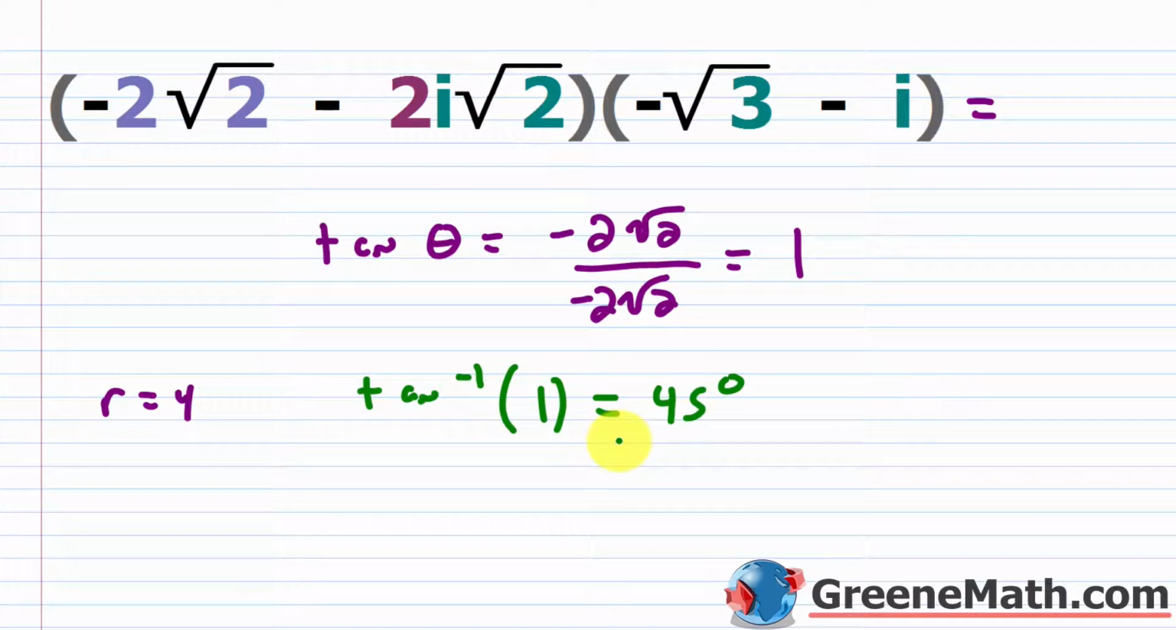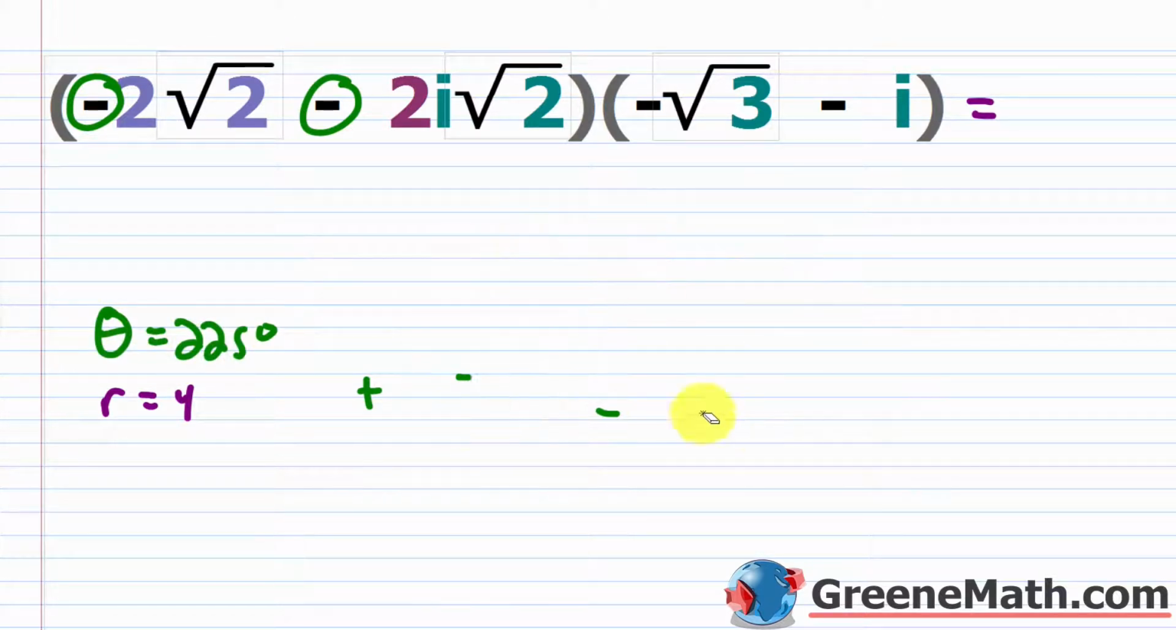But this is not our answer, right? Because remember, we have to consider what quadrant we're in. This is just going to give me the reference angle. So in this particular case, this is negative and this is negative, right? So if I was to graph this complex number on the complex plane, I would go to the left and I would go down, right? So I'm in quadrant 3. So in quadrant 3, if I had a reference angle of 45 degrees, I would want 180 degrees plus 45 degrees, which would be 225 degrees. So theta here is 225 degrees, okay?